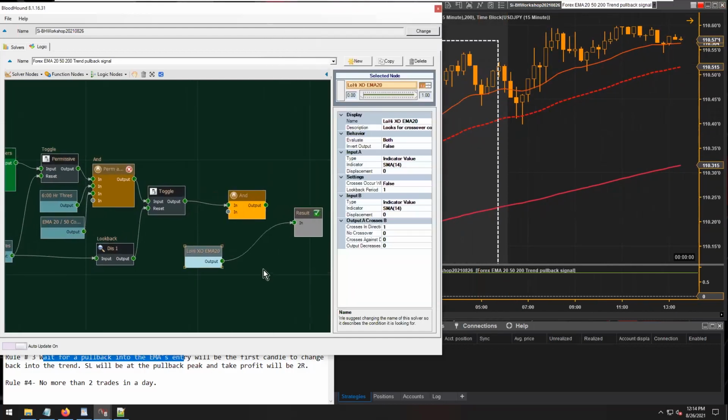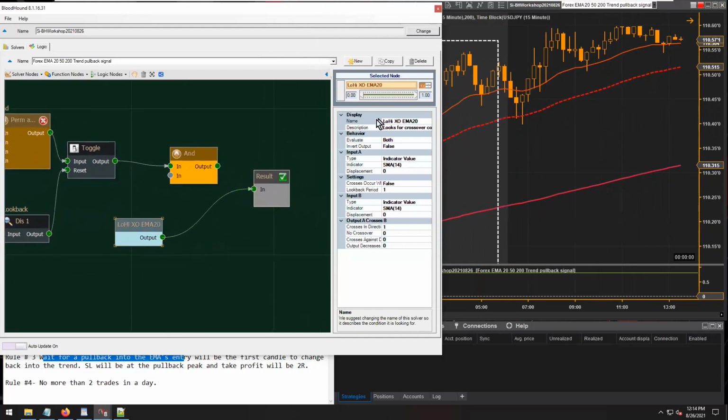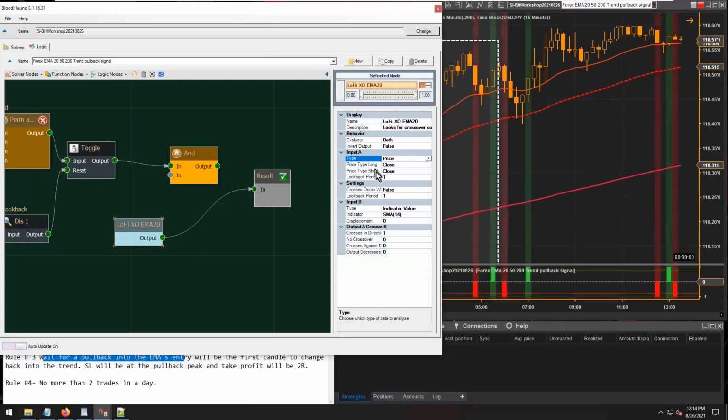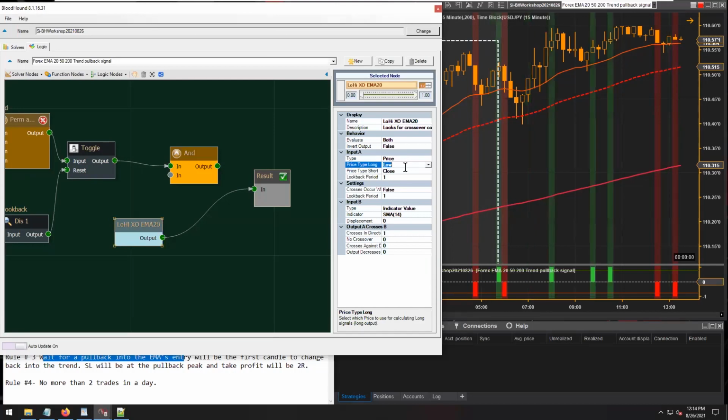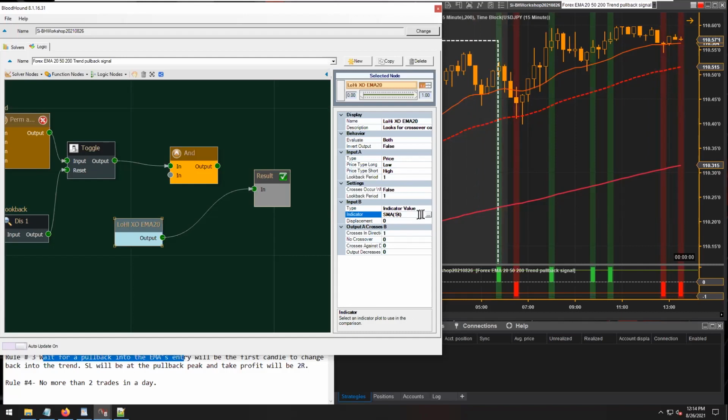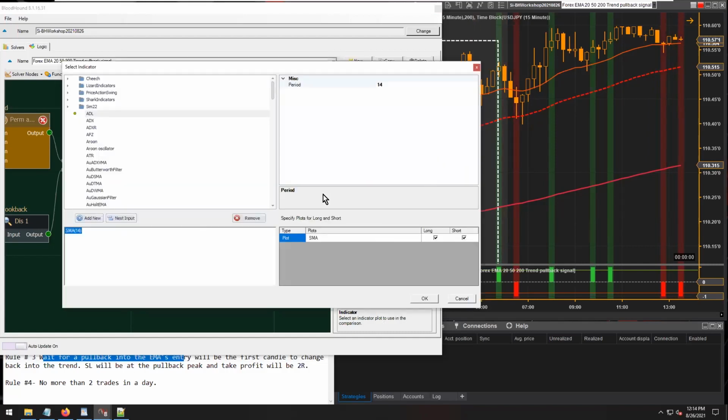So for our crossover solver, I'm going to use the low price of the bar for a long signal, or the high of the bar for short signals. So input A is going to be price. For a long, we're going to set that to the low, and for a short, we're going to set that to the high price. And input B will be the EMA 20.